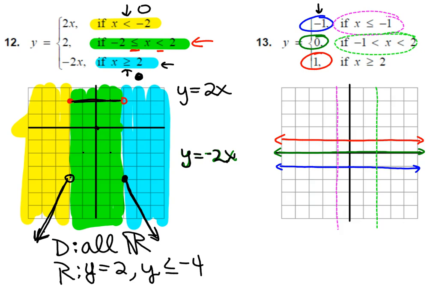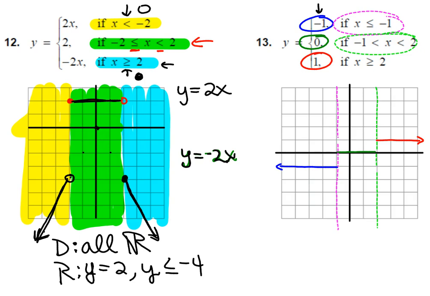Y was equal to -1 only to the left of the pink. So I don't need any of this piece. Y was equal to 0 only in between -1 and +2. So I didn't need any of this. And I didn't need any of this. And then for the last one, y was 1 only when x was greater than 2. So I don't need anything except for the stuff that's left of there.